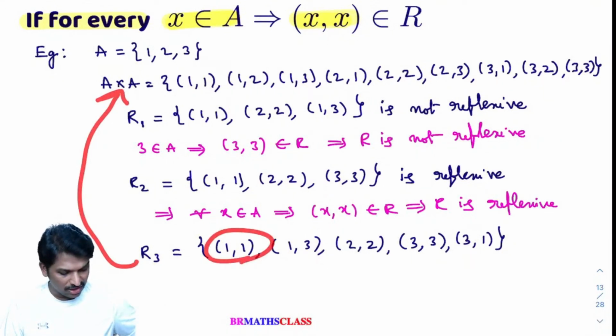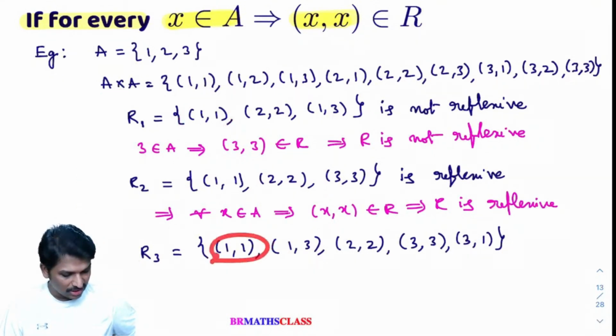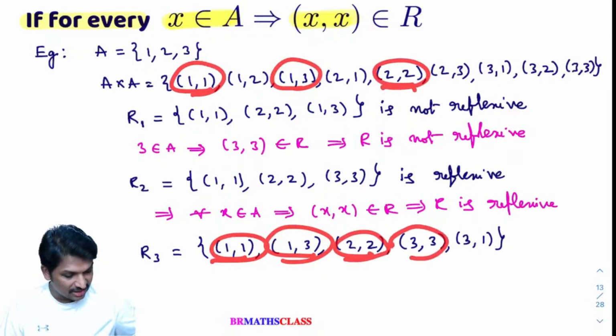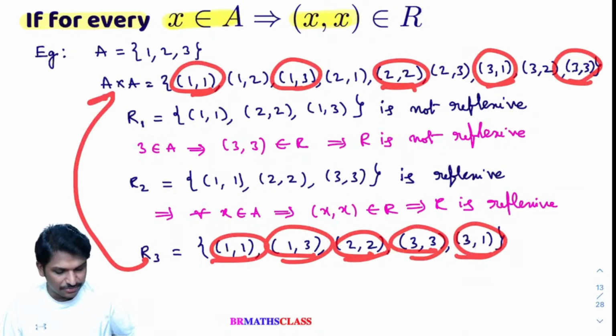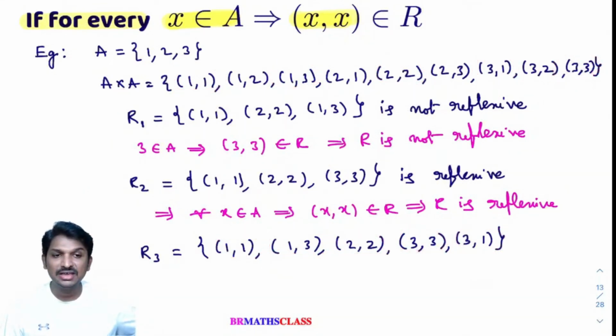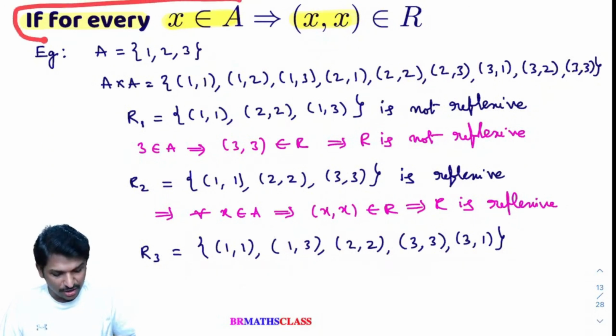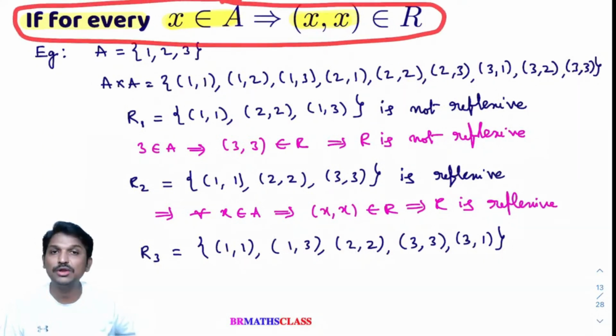You look here, (1, 1) is there in A cross A. (1, 3) is there in A cross A, yes. (2, 2), yes, it is there. (3, 3), yes, it is there. (3, 1), yes, it is there. R3 is a subset of A cross A, so R3 is a relation on A. My question is: is this relation reflexive? What is the definition of a reflexive relation? For every x belongs to A, the ordered pair (x, x) belongs to R or not.